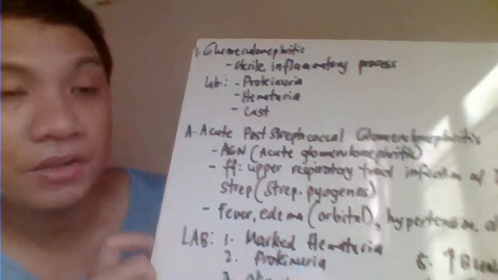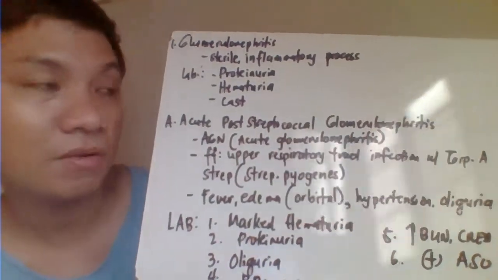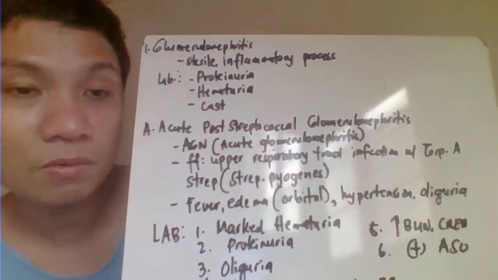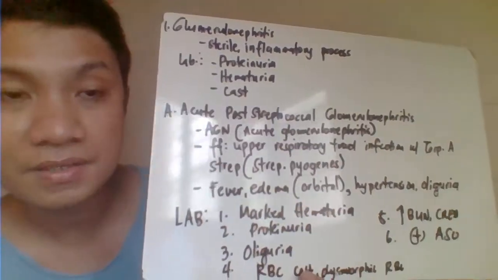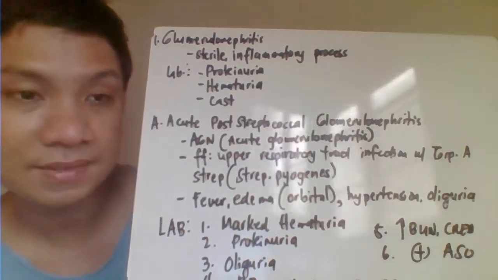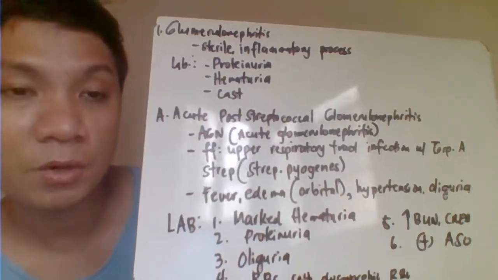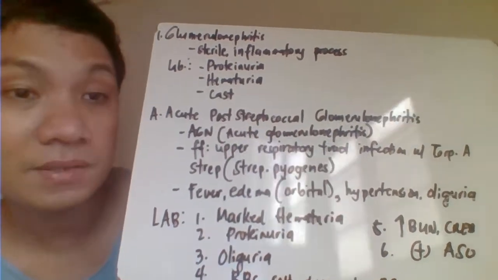Okay, so we have here glomerulonephritis. Again, this is just a sterile inflammatory process that affects our glomerulus, or simply the inflammation of your glomerulus. So for all disorders related to glomerulonephritis, we have the basic laboratory manifestations, or what is found in the laboratory urinalysis result of the patient.